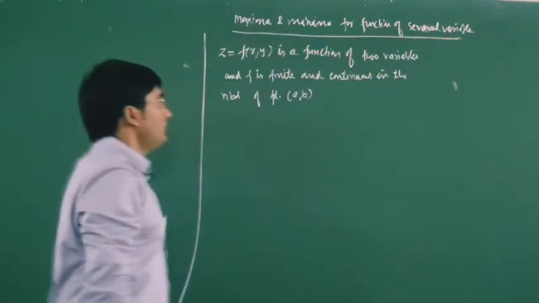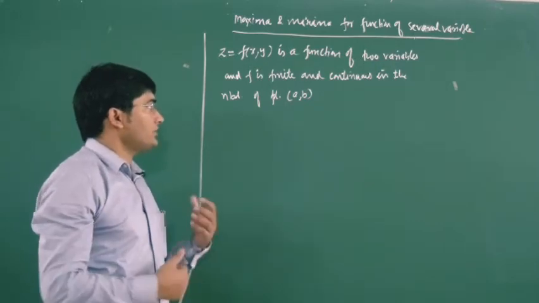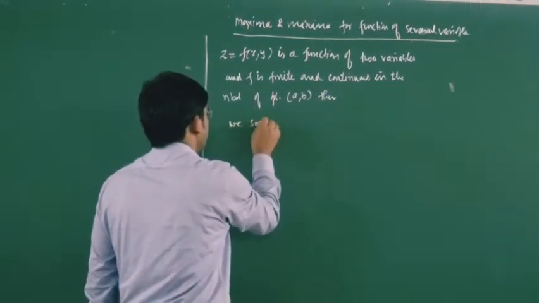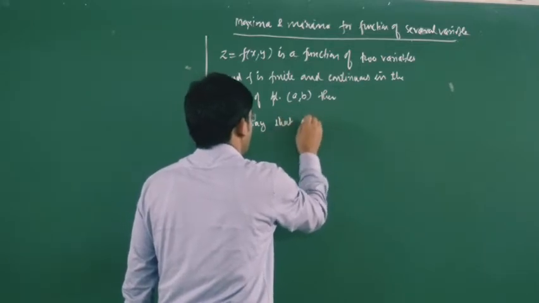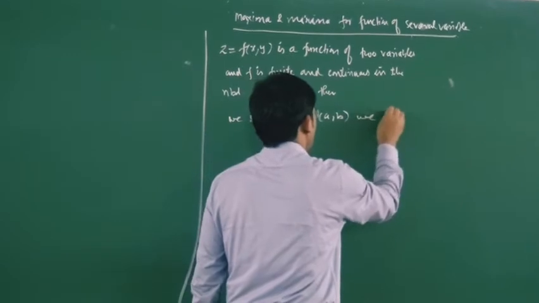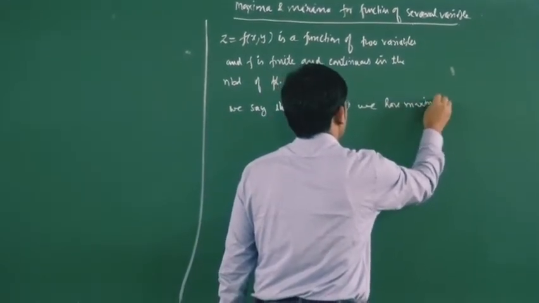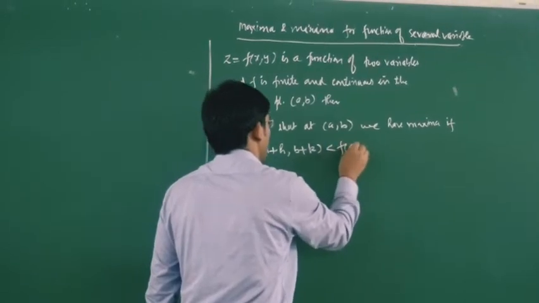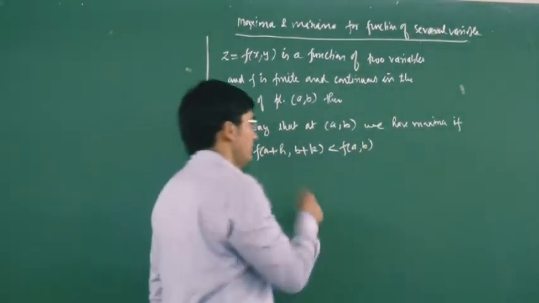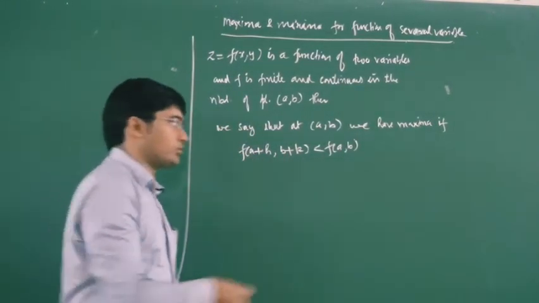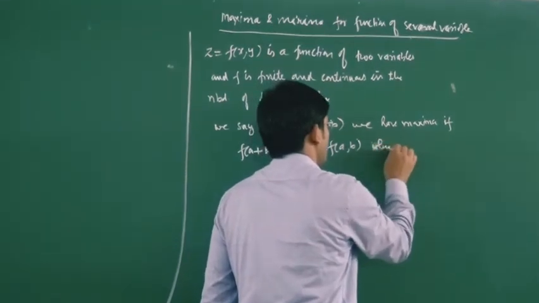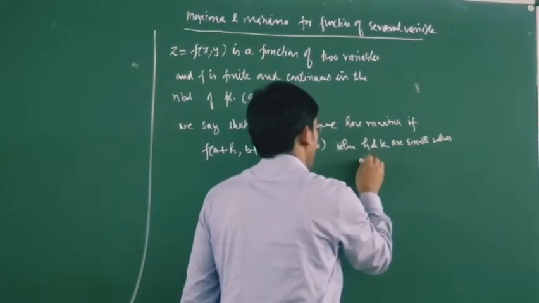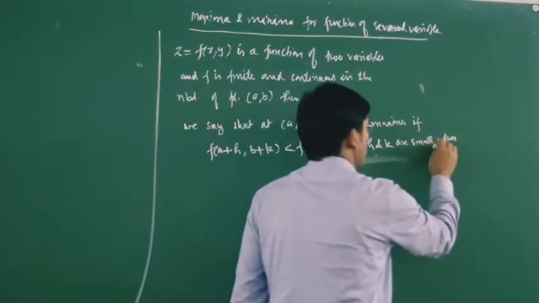So now if the function f(x, y) is a function of two variables and it is continuous and finite in the neighborhood of point (a, b), then we say that at (a, b) we have maxima if the value of the function is greater than the value of the function in the neighborhood, where h and k are small non-zero values.